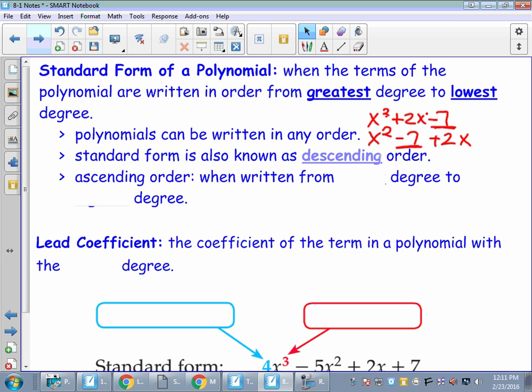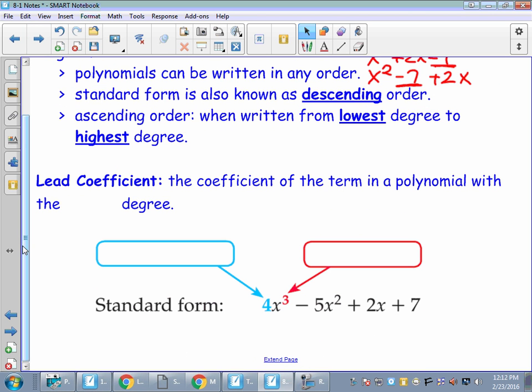Standard form is sometimes called descending order. When you descend, you go down, like you descend a staircase. So descending order is going down from the highest degree to the lowest, which means ascending order is when it's written in the opposite way, from the lowest to the highest degree. So take some time, make sure you have that all written down and you understand that terminology. Lead coefficient is another term. It has to do with degree.